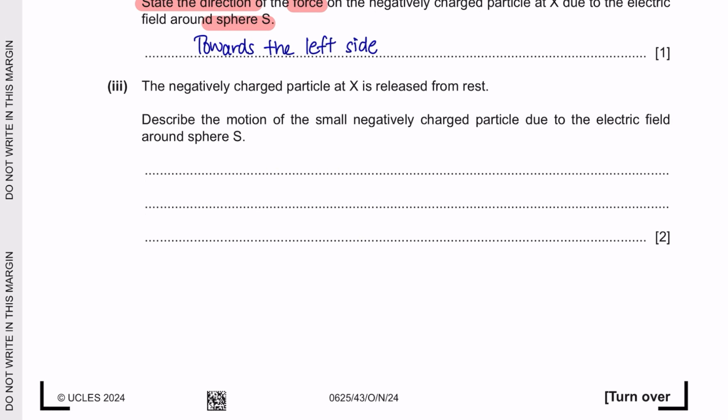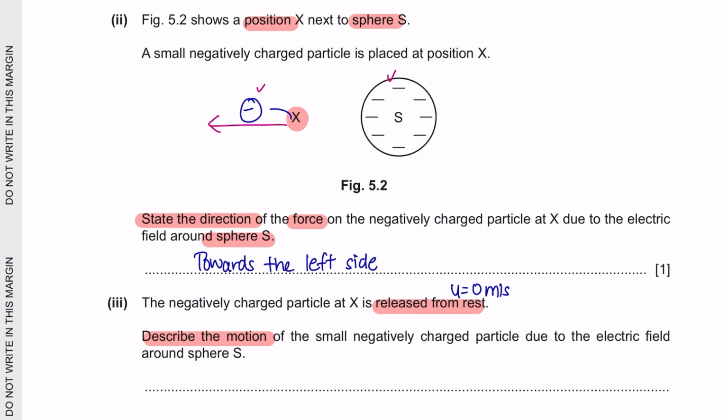Next, Part 3. The negatively charged particle at X is released from rest, meaning that the initial velocity is 0 meters per second. Describe the motion of the small negatively charged particle due to the electric field around sphere S. So let's see what's happening.